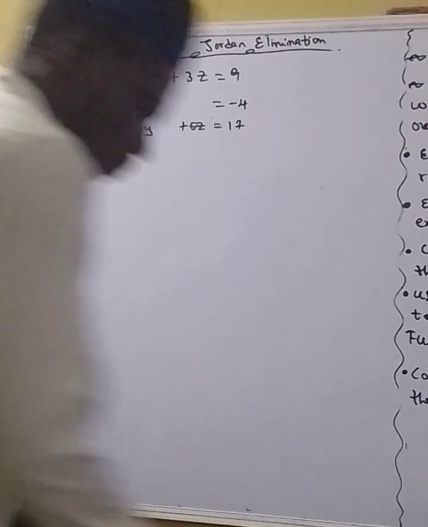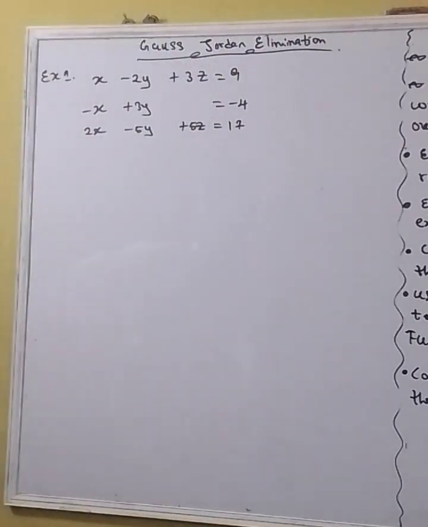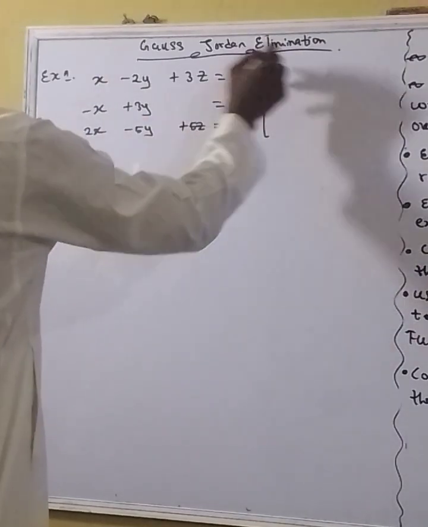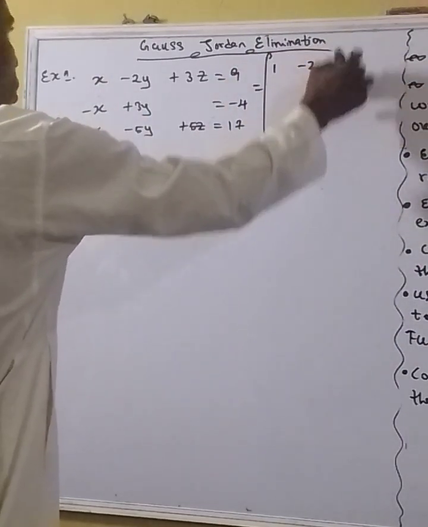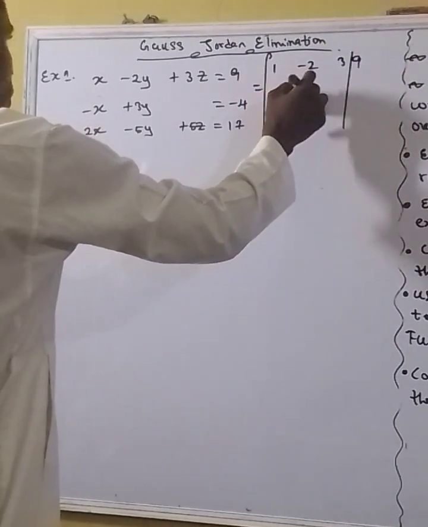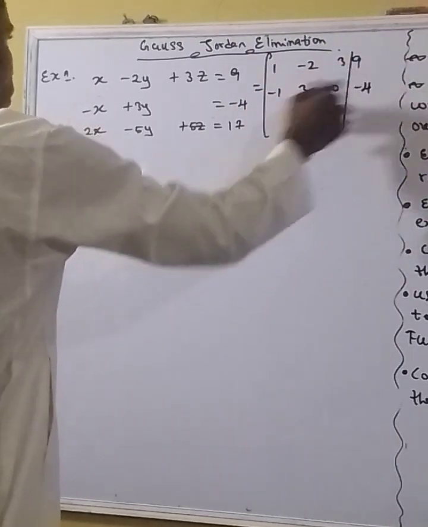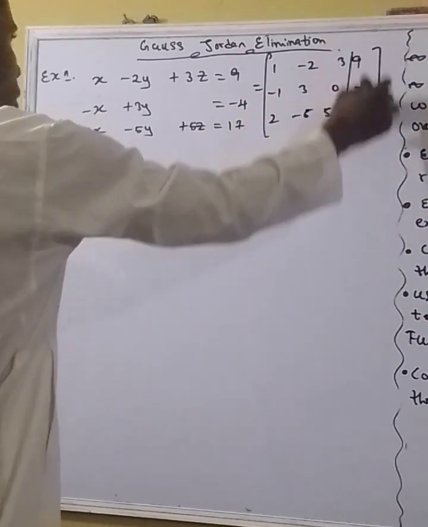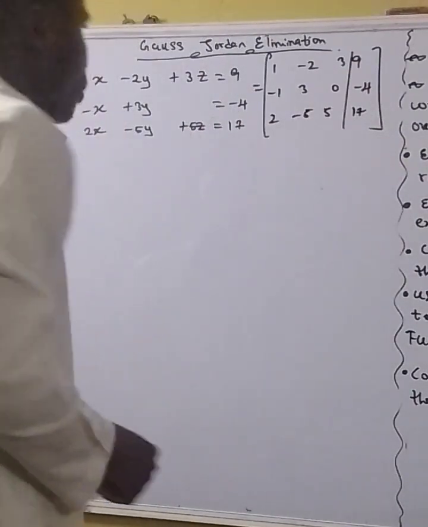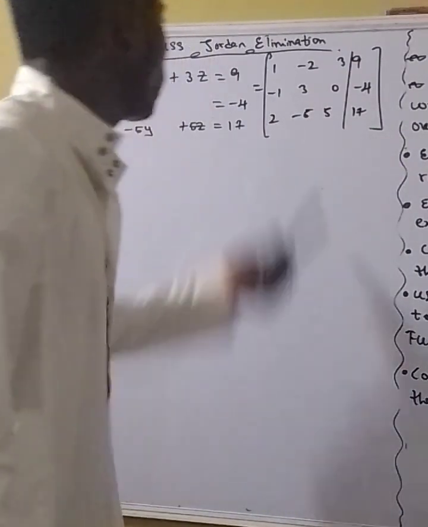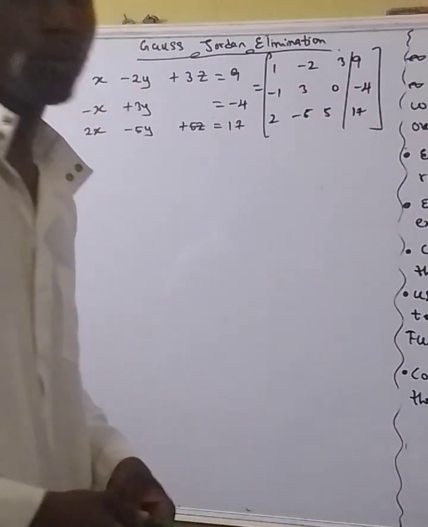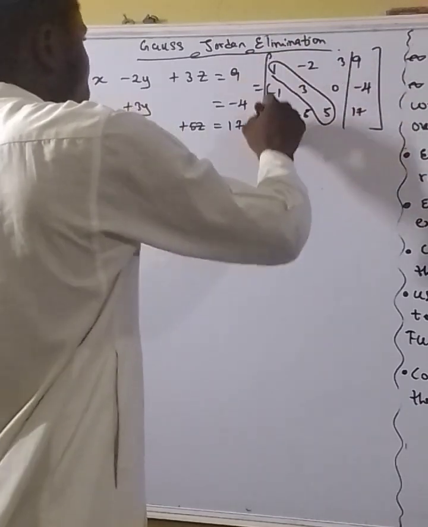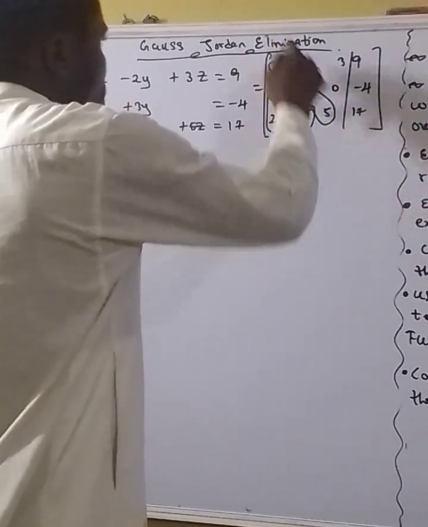So we need to put this in augmented matrix form. So this would be 1, -2, 3, then we have 9. This will be -1, 3, 0, -4, 2, -5, 5, 17. So from this point we have to find a way. And I feel like we are good with our 1 at the top here. When you are dealing with elementary row operations, you are looking for a way at which all this turns to 1, and this becomes 0, this becomes 1.